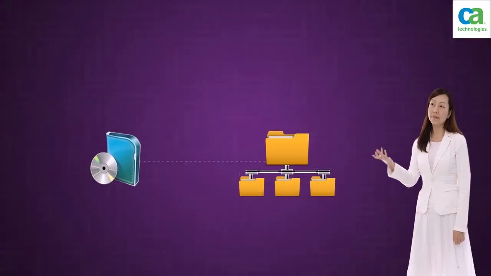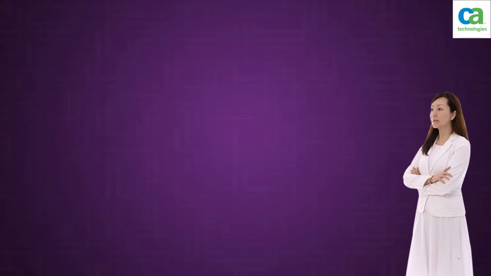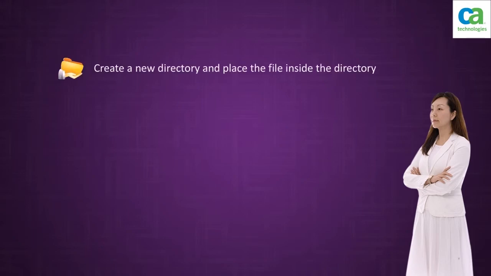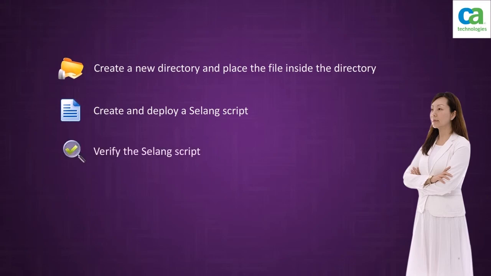Now that you have understood how CA ControlMinder uses fine-grained access control to protect directories, let's look at a practical example. In this example, we will create a new directory on the endpoint and place a file inside the directory. We will then create and deploy a CLang script to ensure that only the relevant group can access the directory. Finally, we will verify the working of the script.